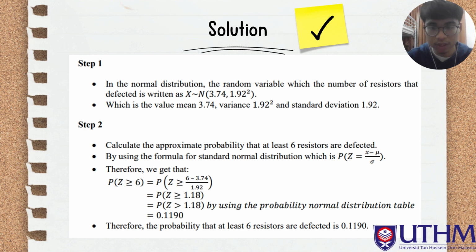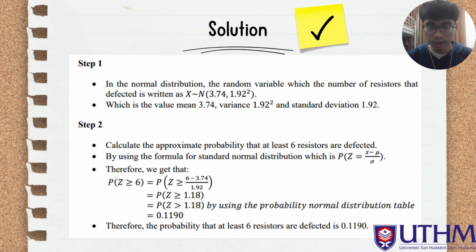Step 1, in the normal distribution table, the random variable which is the number of resistors that are defective is written as X, N(3.74, 1.92 squared), where the value of mean is 3.74, the value of variance is 1.92 squared, and the value of standard deviation is 1.92.